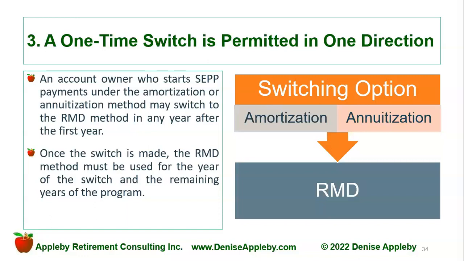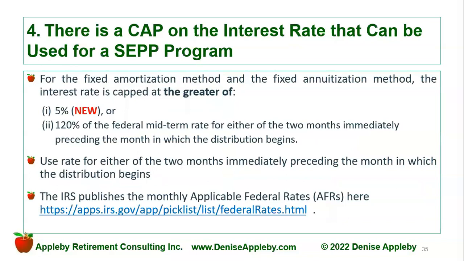They cannot switch from annuitization to amortization or vice versa. They cannot switch from RMD to any other method. They can only switch from amortization or annuitization to the RMD method. And that switch can happen anytime after the first year that the program starts. Once someone has switched to the RMD method, they're locked in. They cannot switch back.